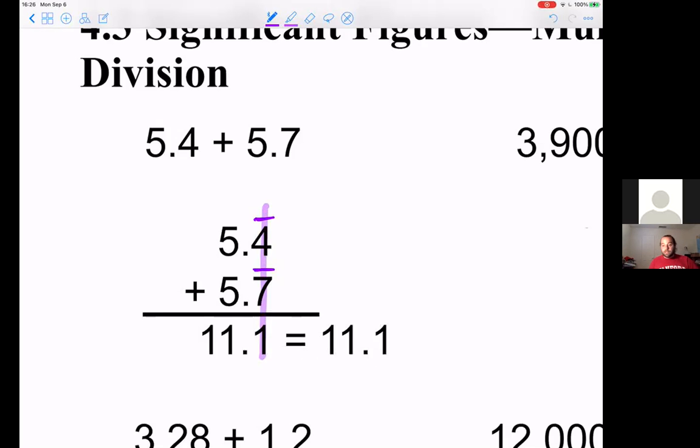Notice again, I'm telling you that the rules for multiplication and division don't apply, right? This had 2 sig figs, this had 2 sig figs, and my correct answer has 3 sig figs. It's a different set of rules than multiplication and division. It's about the place where those sig figs are relative to the decimal.